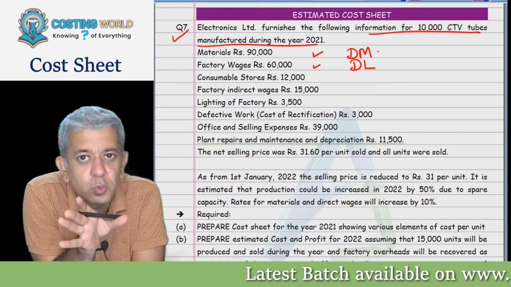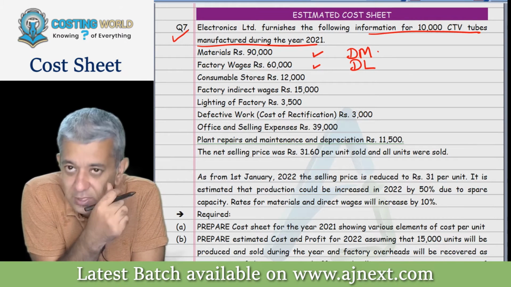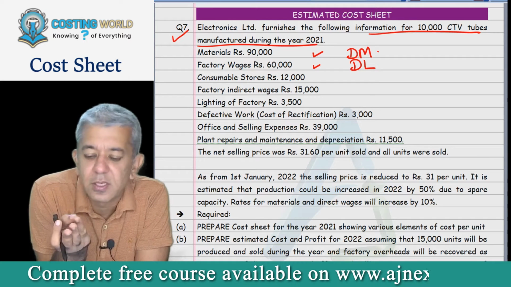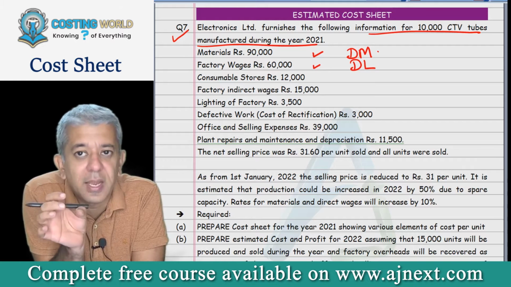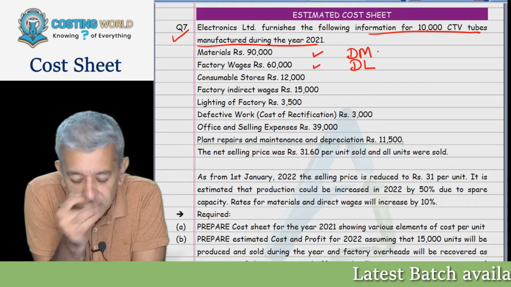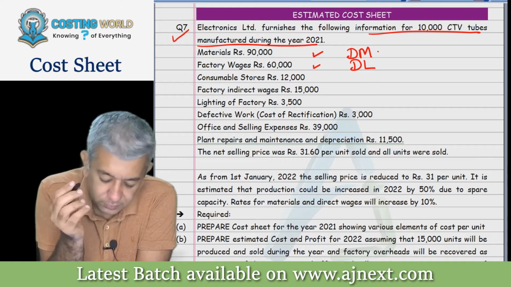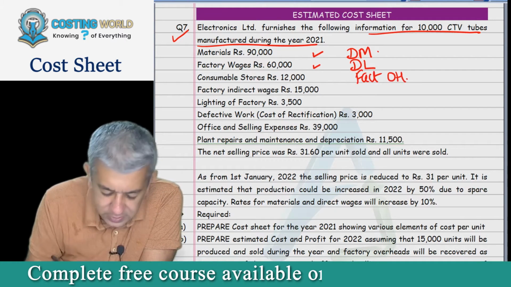Tell me, as per you, one thing that I told in the last lecture: nothing should be assumed to be direct expenses unless and until told. So forget about direct expenses. You have 3 other heads: factory overheads, administration related to production, and the third head, admin and S&D. Tell me, where should consumable stores come? Factory overheads. So write down over here factory overheads.